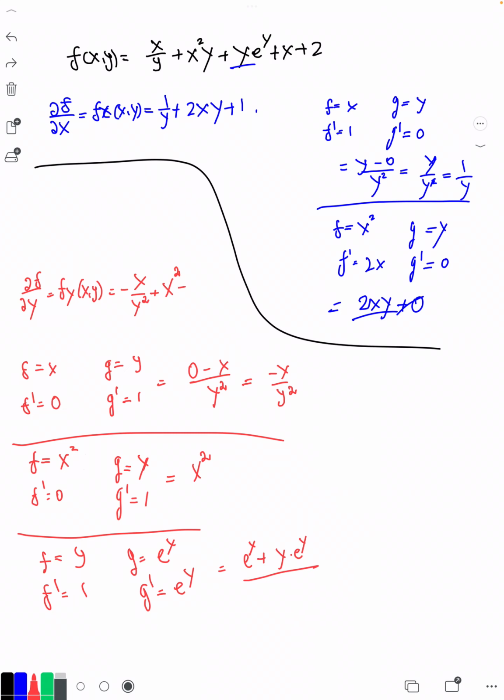So we're going to add it to the answer, plus e to the power of y plus y multiplied by e of y. So this is going to be minus x divided by y squared plus x squared plus e to the power of y plus y e to the power of y. And that is the answer.